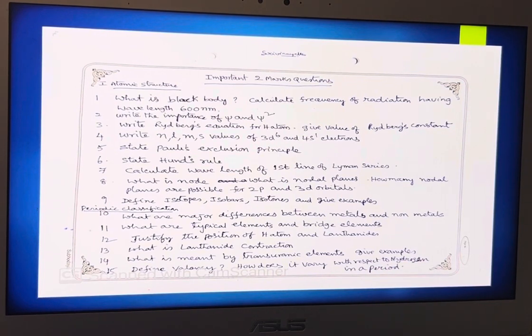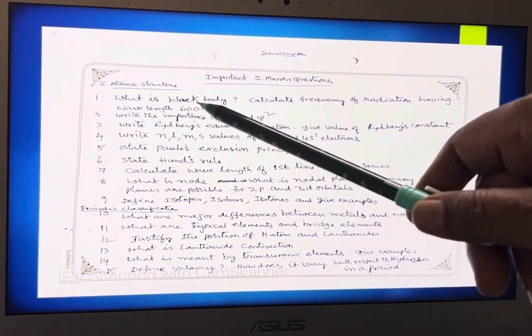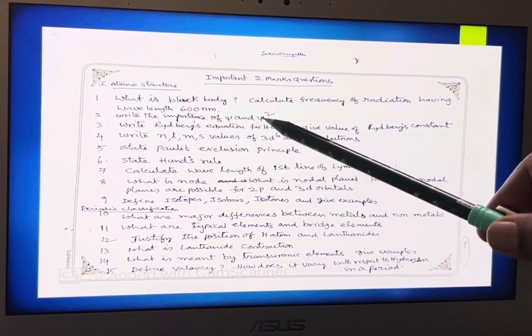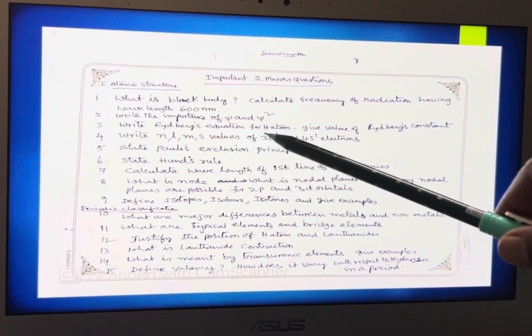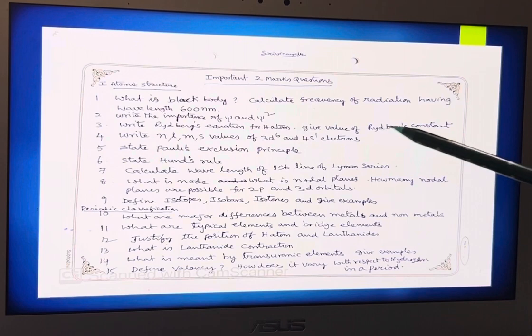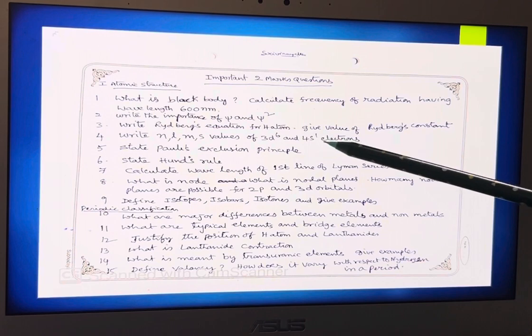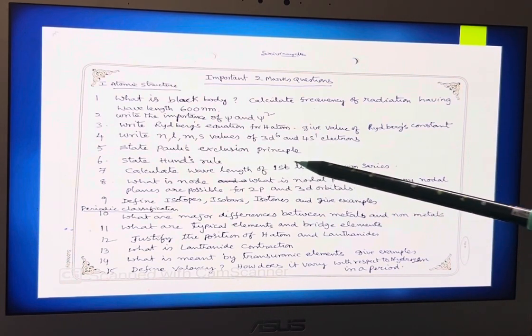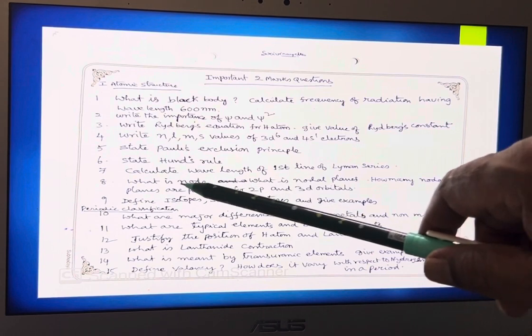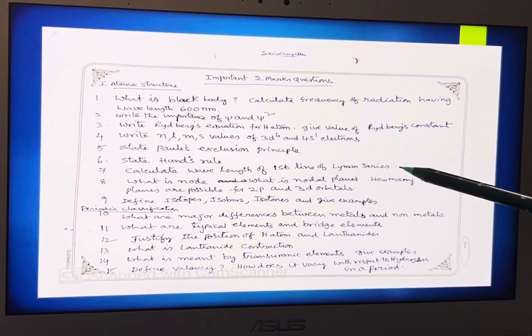Important 2 mark questions. You prepare notes and read these 2 marks well. You may get these 2 marks in 4 marks questions also. What is a black body? Calculate the frequency of radiation having a wavelength of 600 nanometers. Write the importance of phi, psi and psi square. Write Rydberg's equation for H atom. Give the value of Rydberg constant. Write n, l, m, s values for 3d6 and 4s1 electrons. State Pauli's exclusion principle. State Hund's rule. Calculate wavelength of first line in Lyman series.